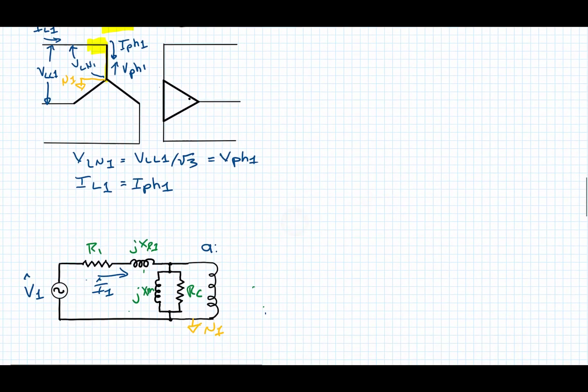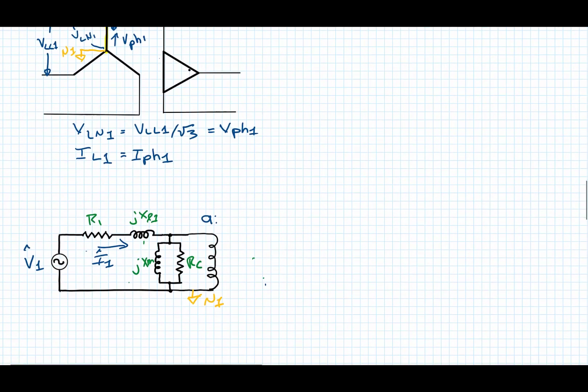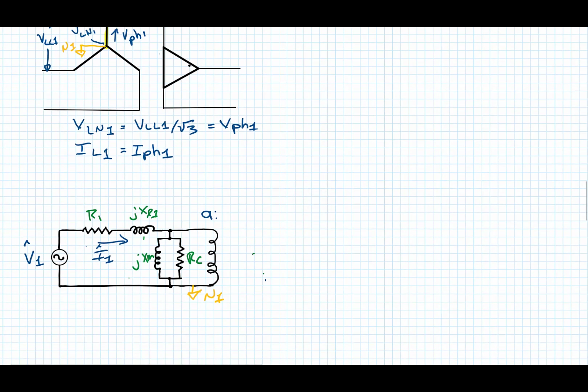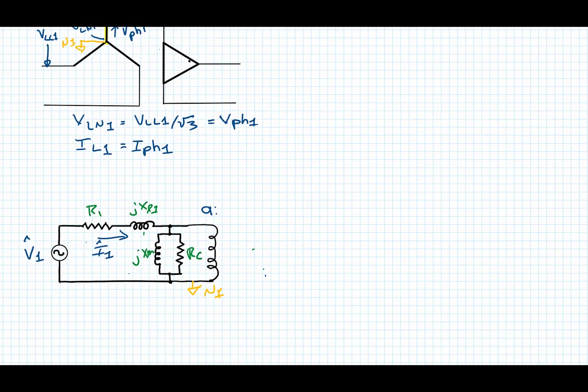If we were to draw an equivalent line to neutral circuit, we could quite easily come up with all of these quantities the same way we did before. And we could solve a problem if we were to assume, like I've kind of indicated here, that these parameters were all given. Now the issue is on the delta side. What are we going to do there?